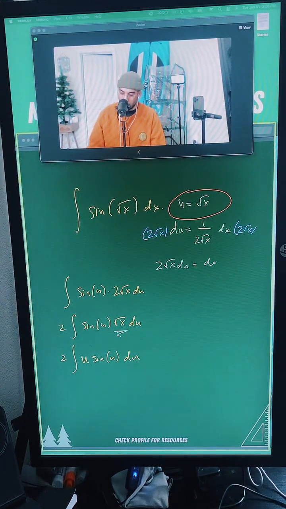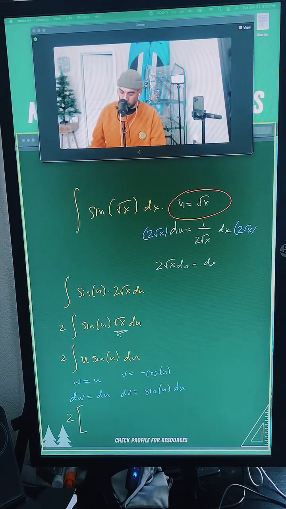So if we use integration by parts, I'm going to use w as my u. My dw is just du. My dv is going to be my sine u. And then my v is going to be negative cosine u. And so now we have this beautiful integral: 2 times negative u cosine of u minus the integral of negative cosine of u du.